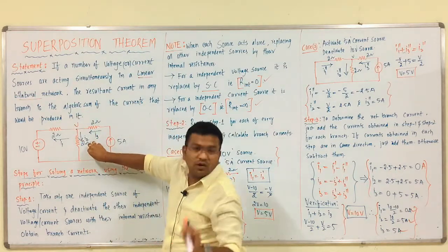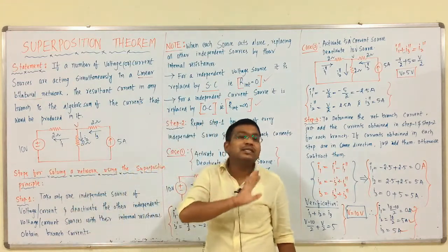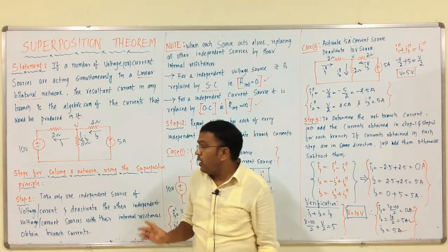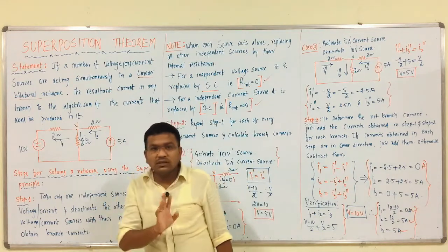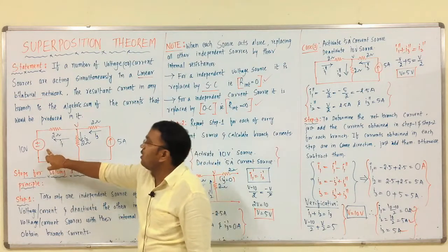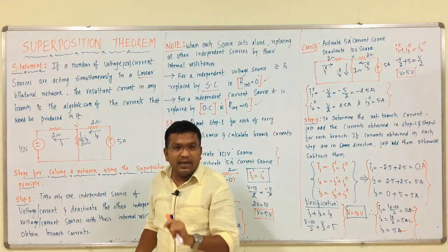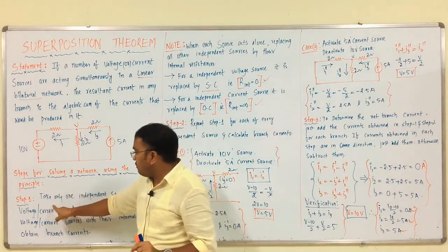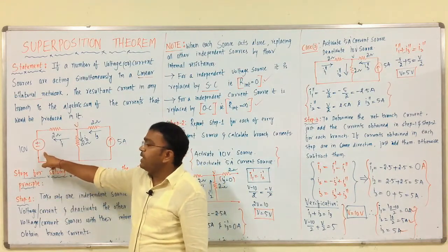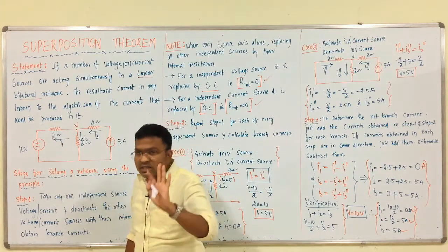So, this is the given circuit. For example, here we have two independent sources, which means we have two cases. In each and every case only one source should be active, and the remaining other source should be deactivated. So, step 1 is: take only one independent source and deactivate the other independent sources by their internal resistances.